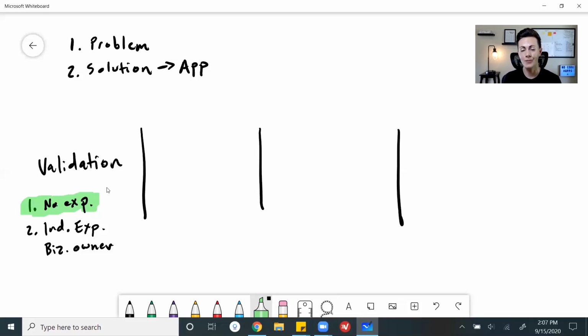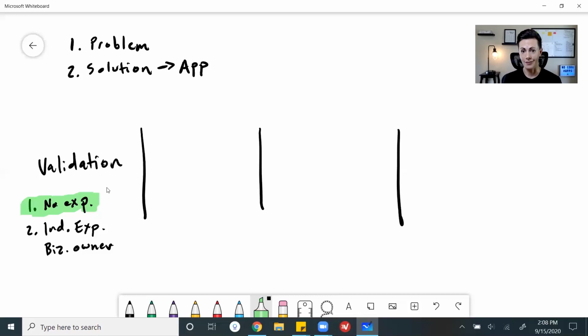Or does that problem even really need to be solved, or is it already being solved? Another way, right, there are lots of things that you need to figure out if you don't have experience in this industry. And so this validation step is really big for you.